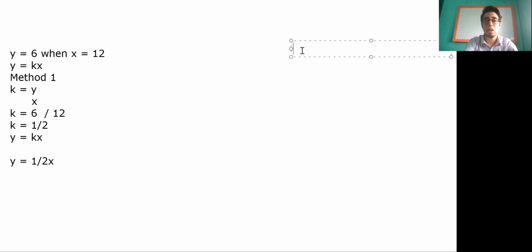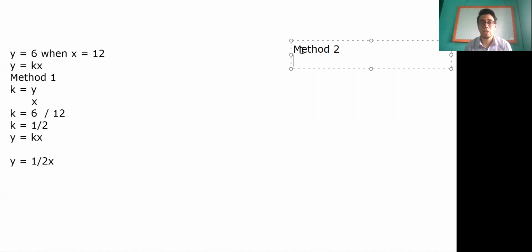Method 2 is using a proportion. This is what, like in the last examples, we were dividing, remember? So if, for example, you divide, look, they give you another value of x. They give you that x is 27. So I'm going to use the two values I have for x and the two values I have for y.